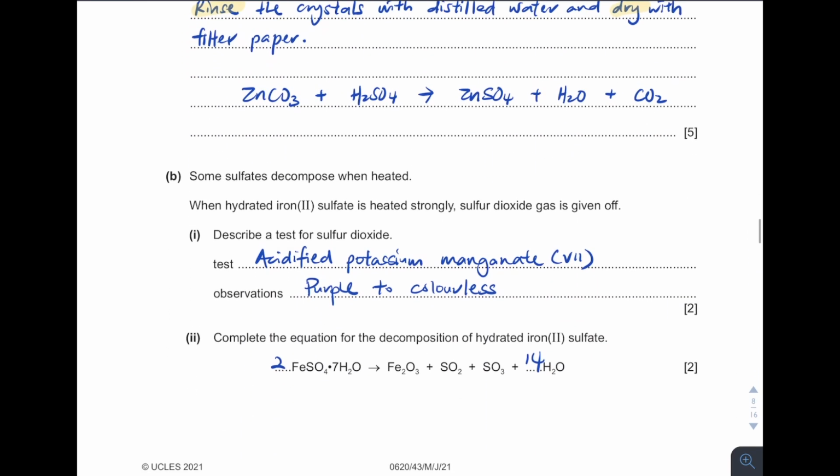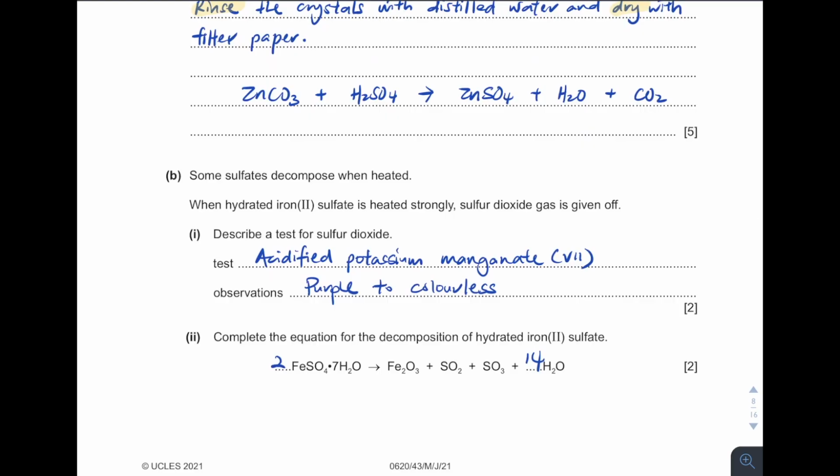Then what is the test for sulfur dioxide again? Remember, sulfur dioxide is an example of a reducing agent. And we test a reducing agent with an oxidizing agent, for example, acidified potassium manganate(VII). The color changes from purple to colorless. Remember, you have to include the word acidified. Do not just write potassium manganate(VII).